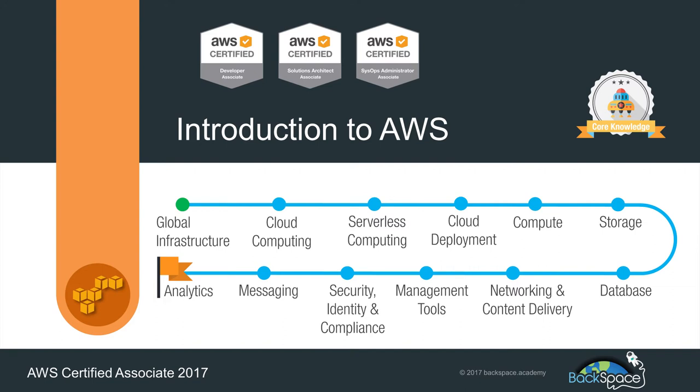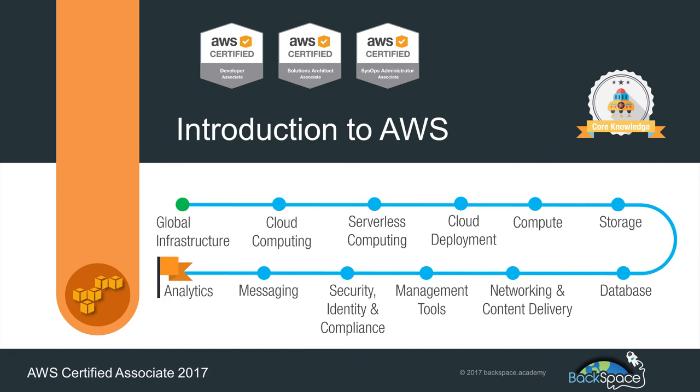But the purpose of this lecture is just to give you a very brief overview of what cloud computing and AWS is all about. I'm going to start off with a discussion about the global infrastructure of AWS and how big it is and how it all works. And then I'll lead into cloud computing. What does the cloud mean? And what are the different cloud computing models that are available to us? I'll discuss the concept of serverless computing and the different models that are available to deploy into the cloud.